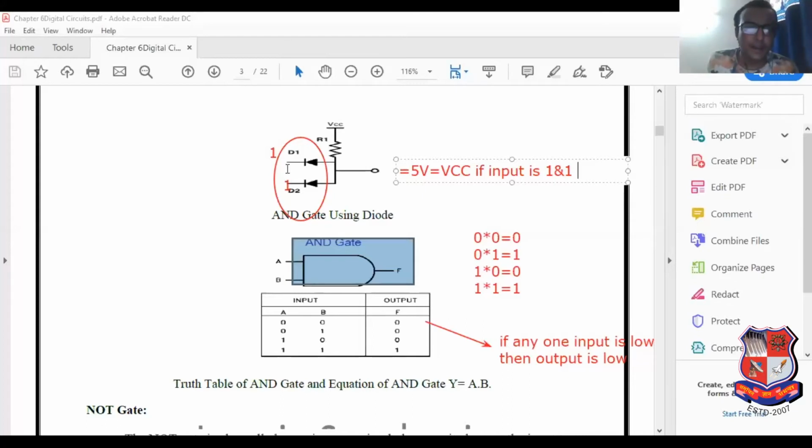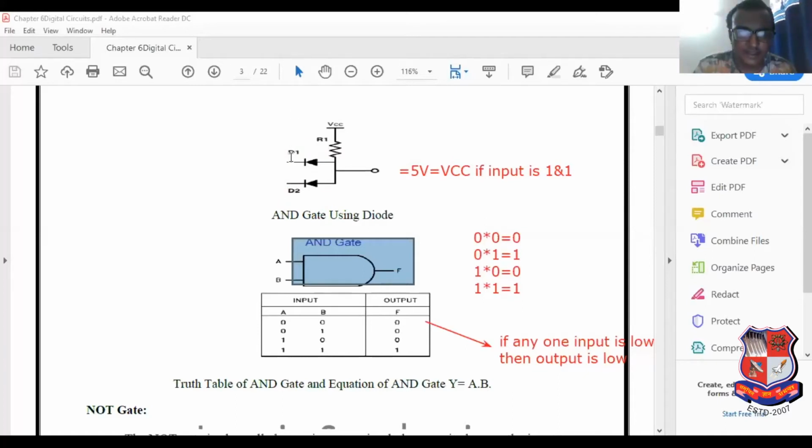Now if we apply 0 1 here, this diode acts as forward biased, and this diode acts as reverse biased. So all the current flows through the ground. First of all, try to understand this particular point. It is very easy. But what is the remaining case? See this very carefully.